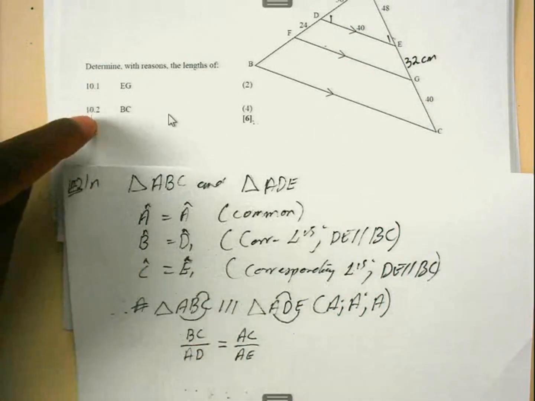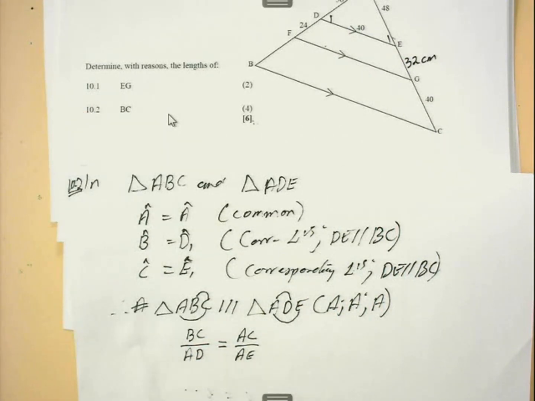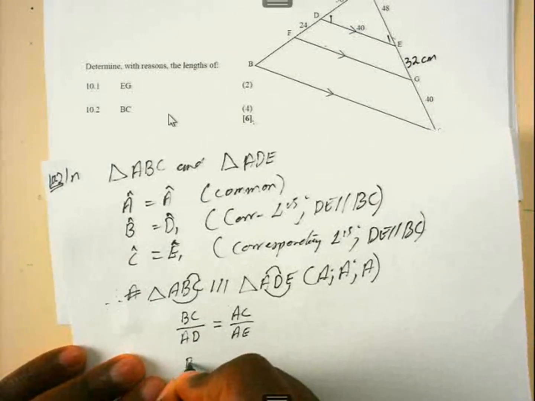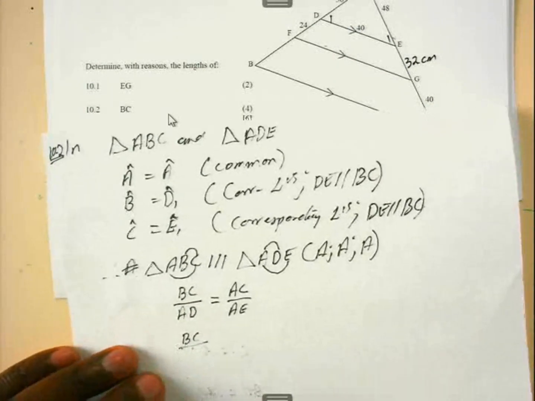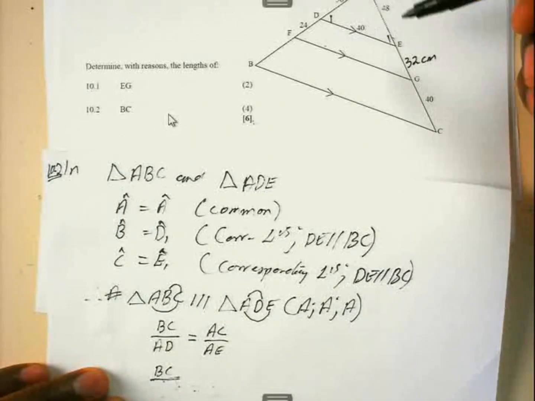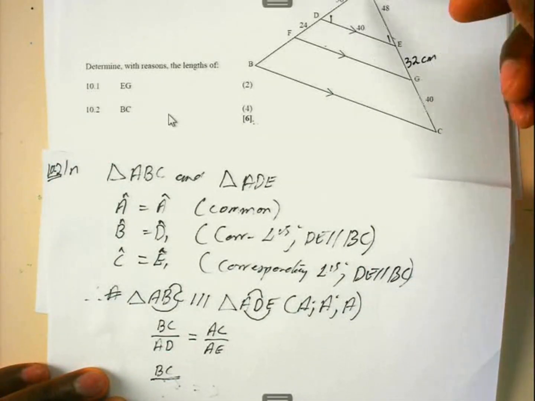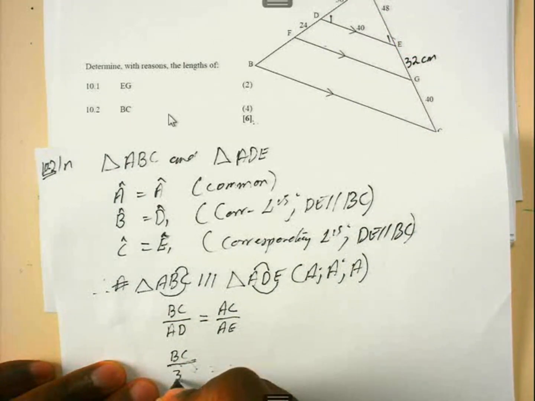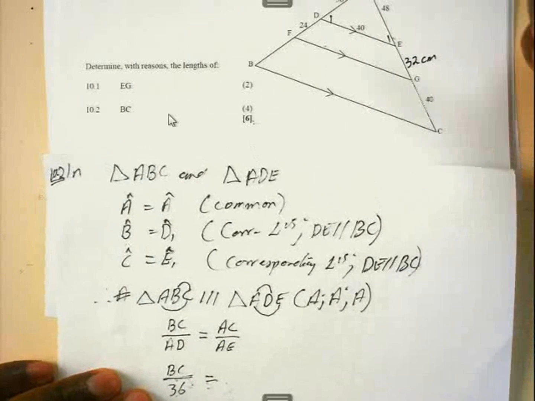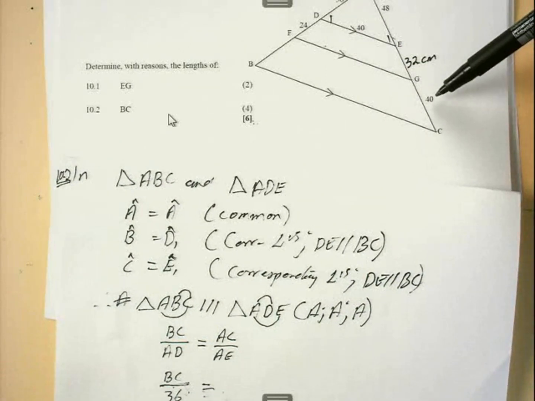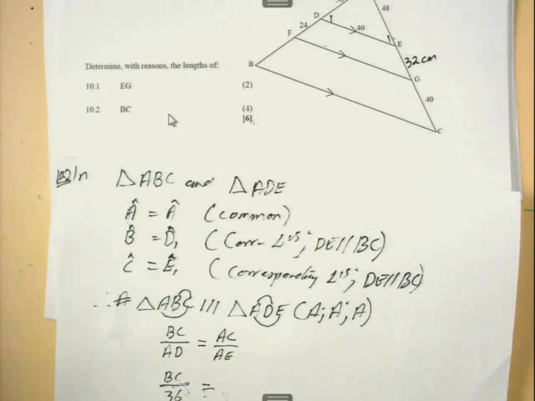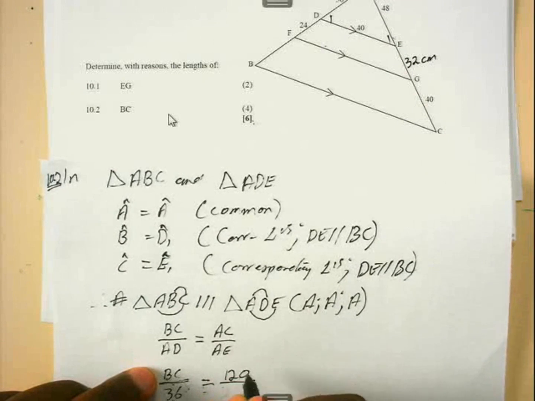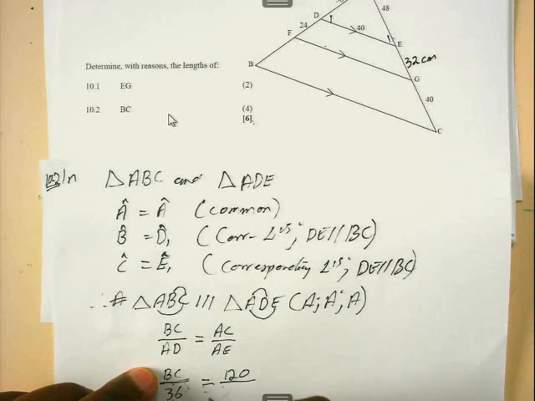Now we want to answer 10.2, to determine the length of BC. Let's check. BC over, check AD. What is AD? AD is 36, which is equal to AC. Check AC. It means you've got to add 40 plus 32 plus 48. Let's add them together. They all give us 120. Then we have 120 over AE. Check, AE is 48.